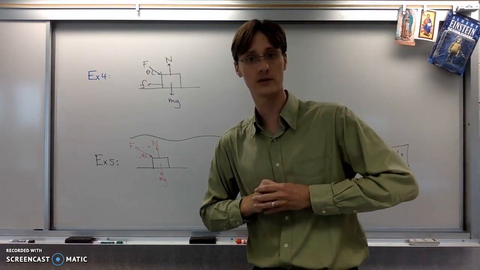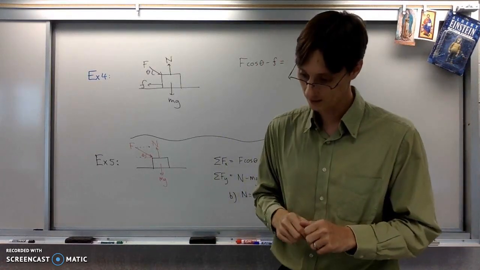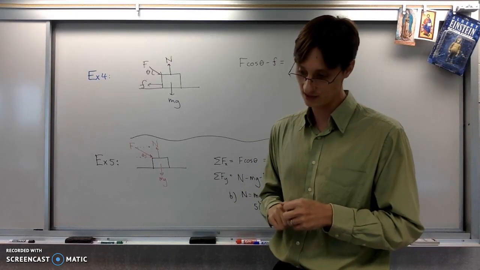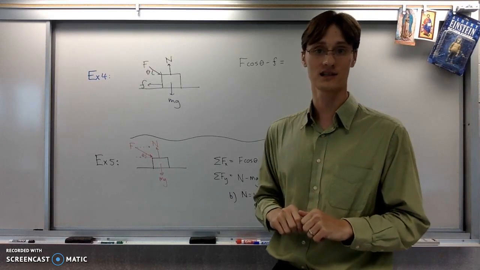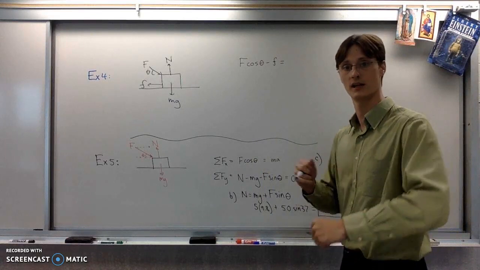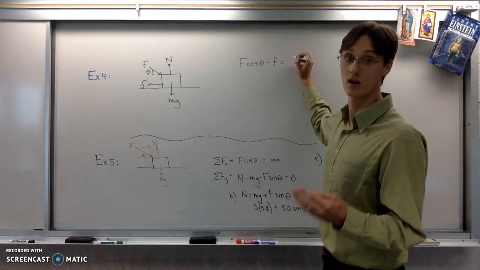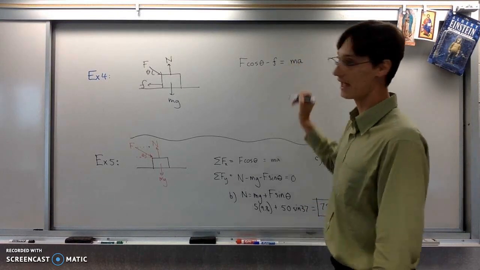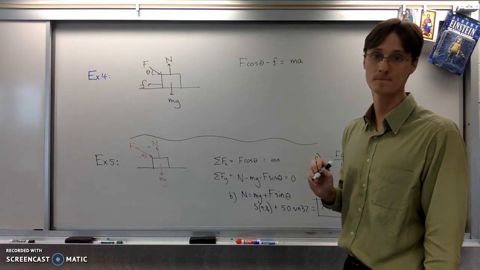Example 6, draw a new free body diagram. All right, we're good. B, rewrite the equations describing the forces along each axis if the block accelerates at 1.5 meters per second squared. All right, so that means that we are given an acceleration. So we're going to throw in ma over there on the right side.